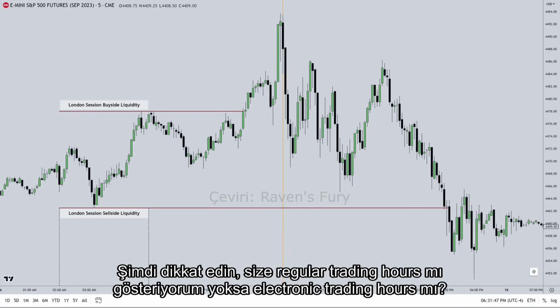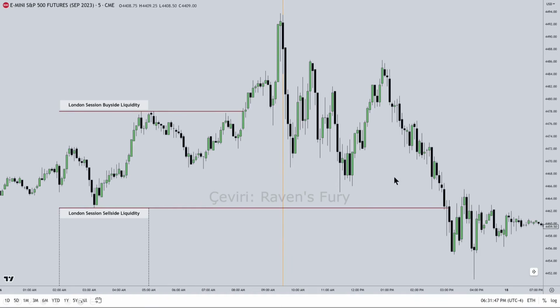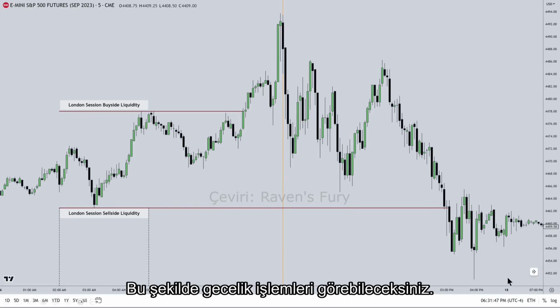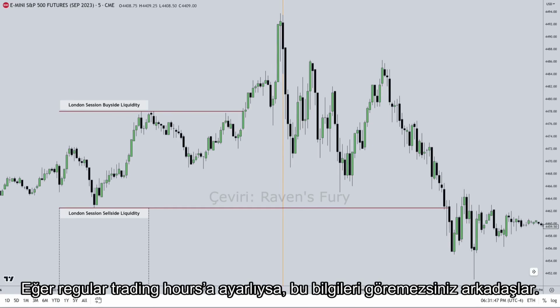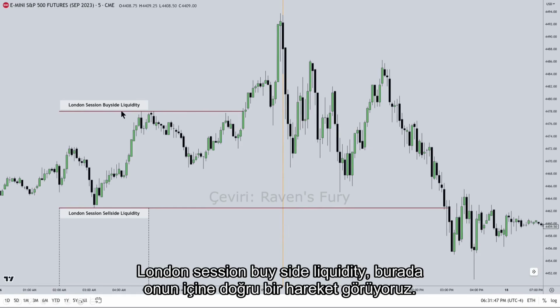Now notice, am I showing you regular trading hours or electronic trading hours? Electronic trading hours. So that way you're going to be able to see the overnight trading. If you have it toggled to regular trading hours, you won't see this information, folks. It will be hidden from you. London session buy side liquidity. We're seeing that raid up into it here.